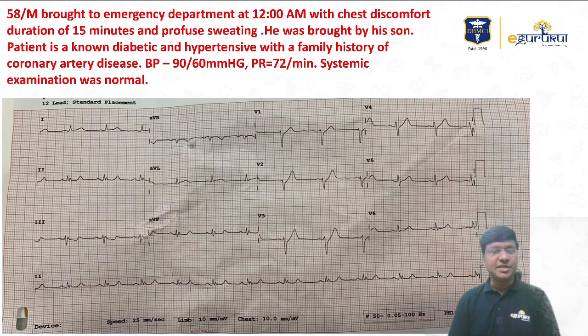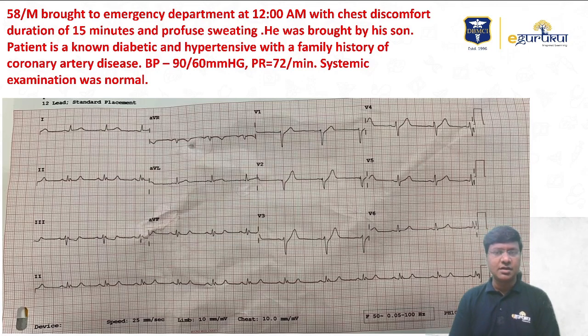The blood pressure of the patient was 90 by 60 millimeters of mercury, pulse rate was 72 per minute, and systemic examination was normal. This is a short story, and we took an ECG. This was the ECG, and after seeing it, it more or less looked normal to us. But the chest discomfort was typical chest pain of ischemic heart disease. So we tried to explain the same to the patient and the patient attender, the son.